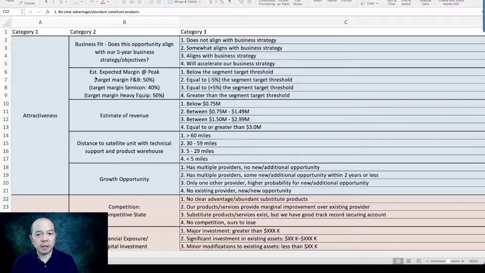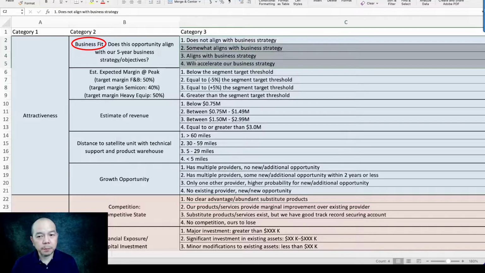Each one then has its own subcategories, and for each subcategory component, there are 4 possible answers, which is category number 3. So for instance, for business fit, you've got these 4 possible answers, from here to here. Whichever corresponds to the RFP, you think is the right score, you would enter whether it's 1, 2, 3, or 4 in the next column, and I'll get to that in a minute.